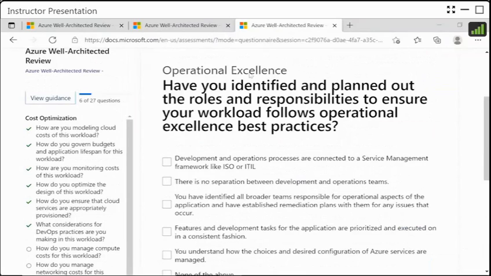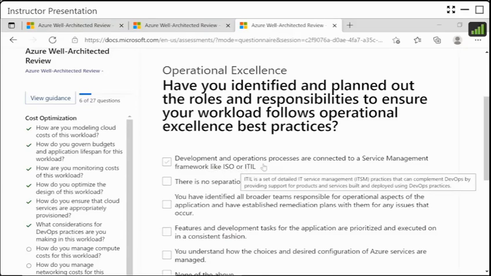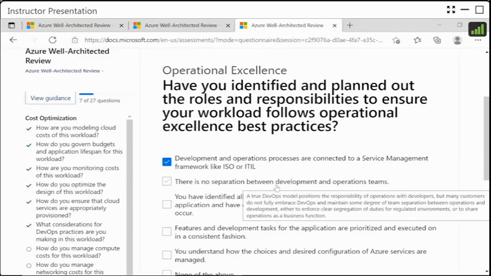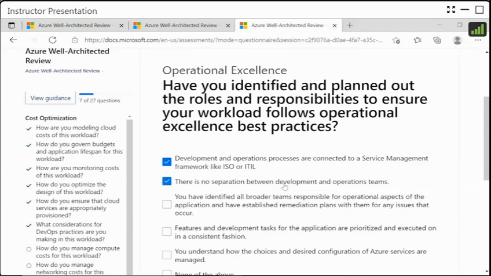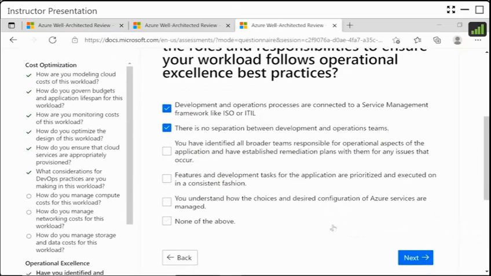And then this brings us to operational excellence. I'll do a couple of these as well. So operational excellence, this is the second pillar, right, of the Well-Architected Framework. Development and operations processes are connected to a service management framework like ISO or ITIL. Nope. Is there separation between development and operation teams? You understand how the choices and desired configuration of Azure services are managed? I do not. Okay, so we'll click next.